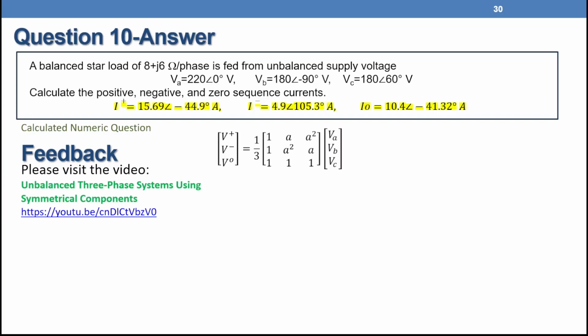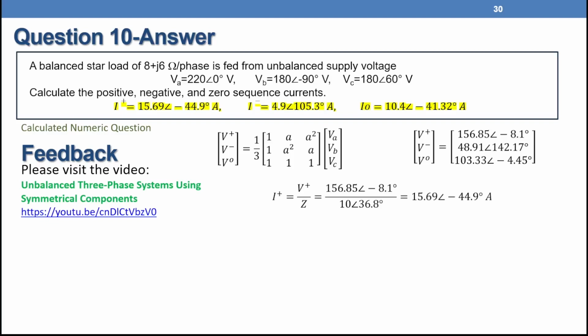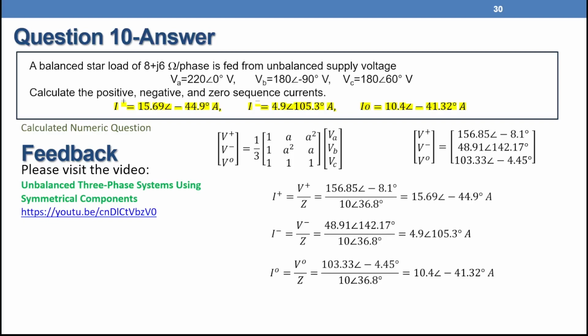Scenario number 1, we are going to calculate the positive, negative, and zero sequence of the voltage using this matrix. So we have the values here. Then we are going to have the positive sequence of the current, V positive over Z. Negative sequence, V negative over Z. And zero sequence, V zero over Z. Or you can calculate the phase currents from the phase voltages, where IA equals VA over Z, IB equals VB over Z, IC equals VC over Z. And you are going to use the same matrix here to calculate the positive, negative, and zero sequence of the currents. It should give you the same answer.